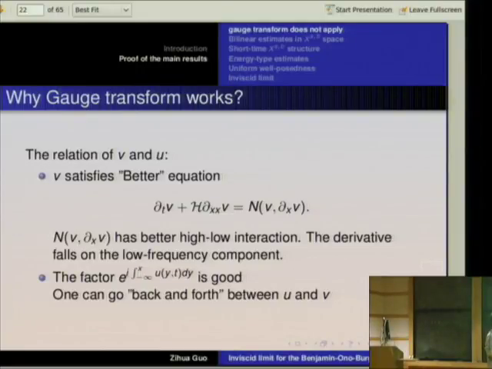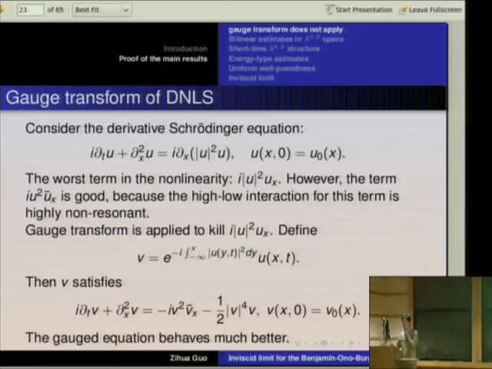Because I feel that you first do some transform, then do the analysis. That's like how you integrate a first order differential equation: you just change the variable to get rid of the linear term. And to be more precise, I would like to take the gauge transform of the derivative nonlinear Schrodinger equation to see how the gauge transform works, because the gauge transform for this equation is very easy.